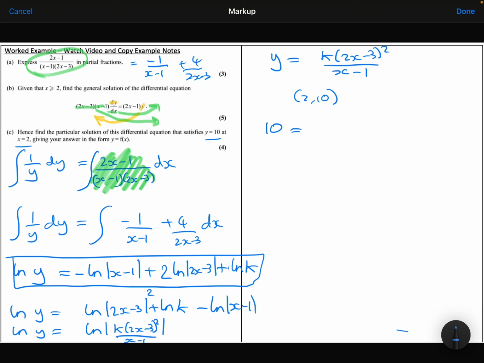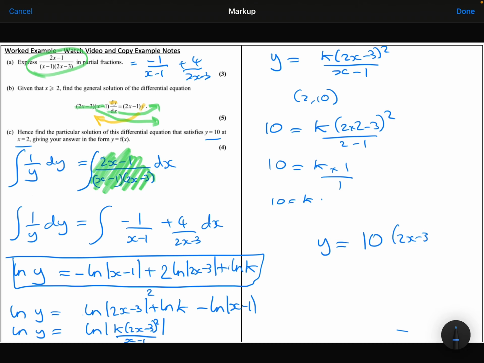So y is 10 is equal to k times (2 minus 3) all squared over 2 minus 1. 2 times 2 minus 3 is 1. 1 squared is 1. 2 minus 1 is 1. So actually, k is just 10. So my final answer for part C then is 10 lots of (2x minus 3) all squared over x minus 1. And that is in the form y equals f of x. So there we go.